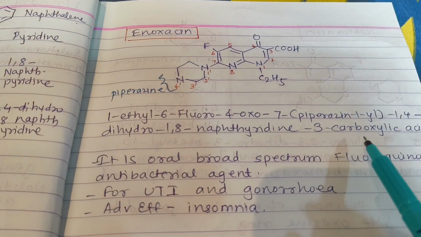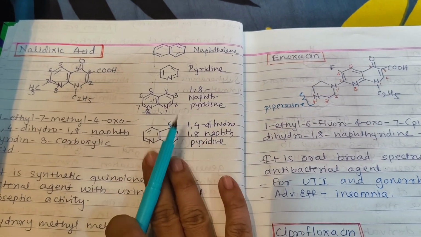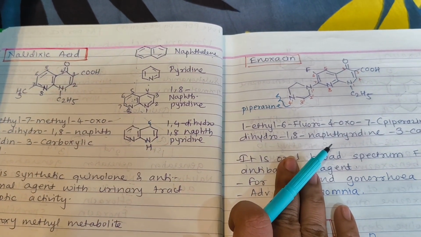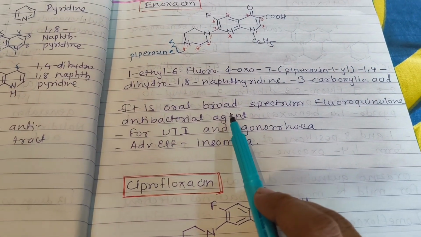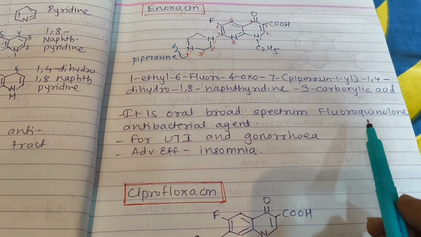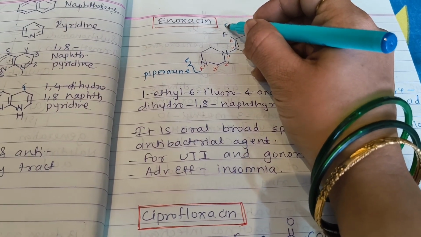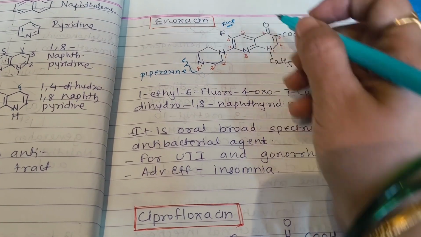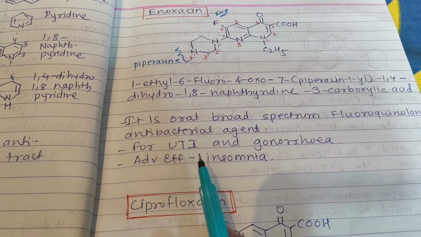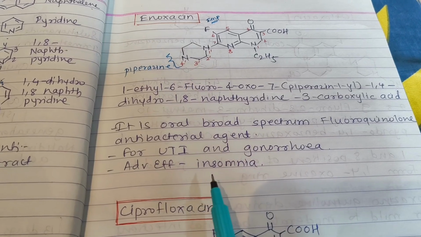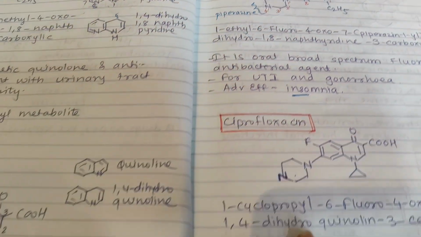1,4-dihydro-1-naphthyridine 3-carboxylic acid, very much similar to nalidixic acid. So nalidixic acid and enoxacin have a similar structure. Again, this is also an orally given drug, an oral broad spectrum fluoroquinolone. This fluorine is very important, and therefore it is a fluoroquinolone antibacterial agent. For UTI and gonorrhea, the drug has been used. The adverse effect you have to remember is insomnia.